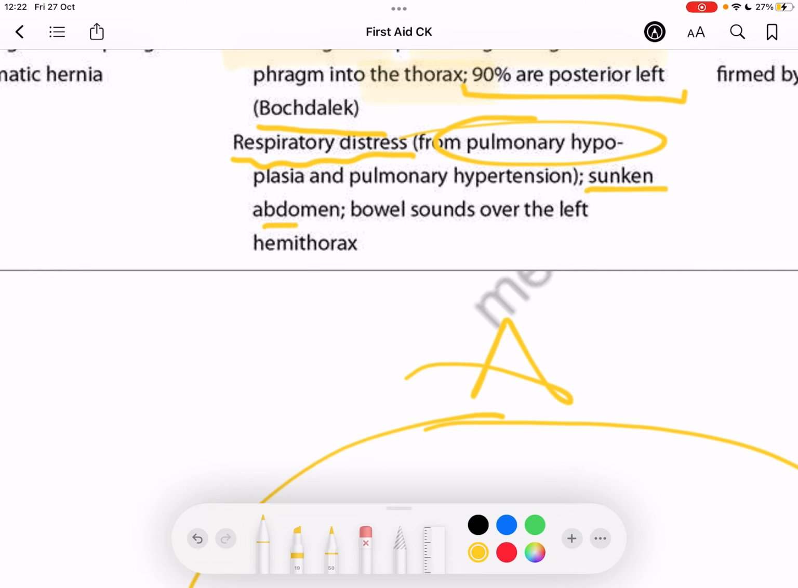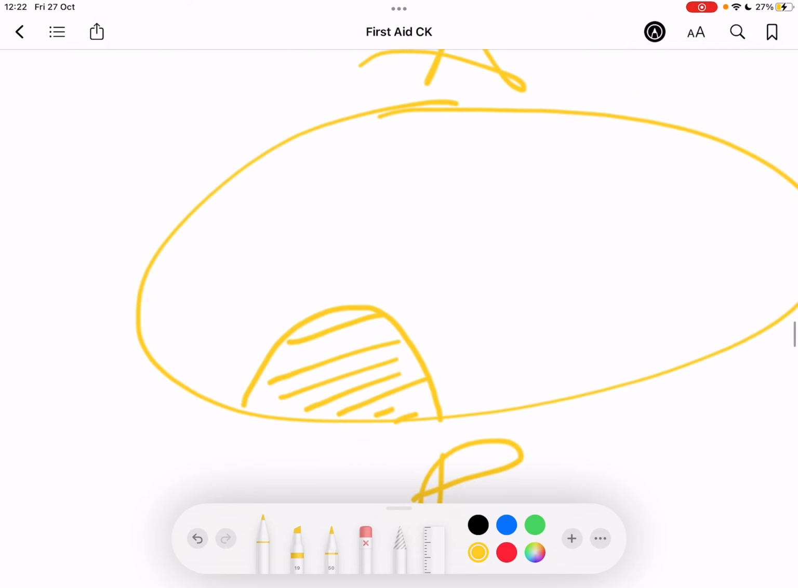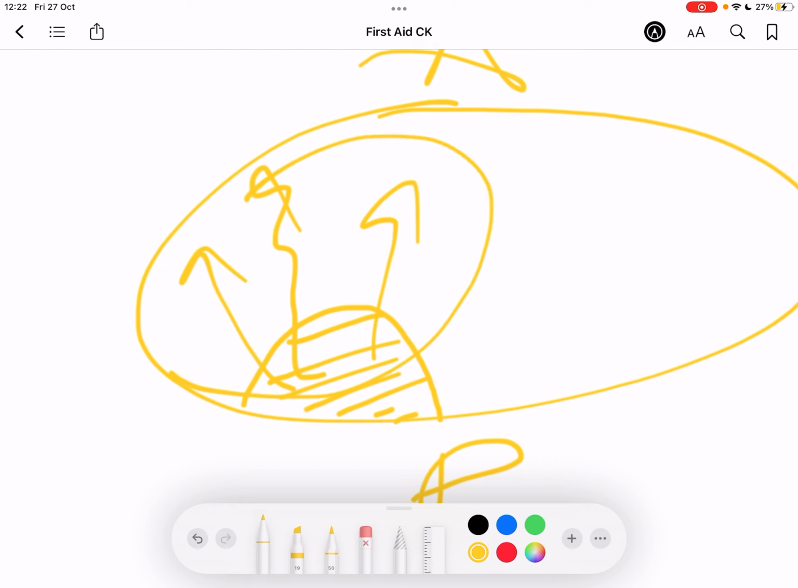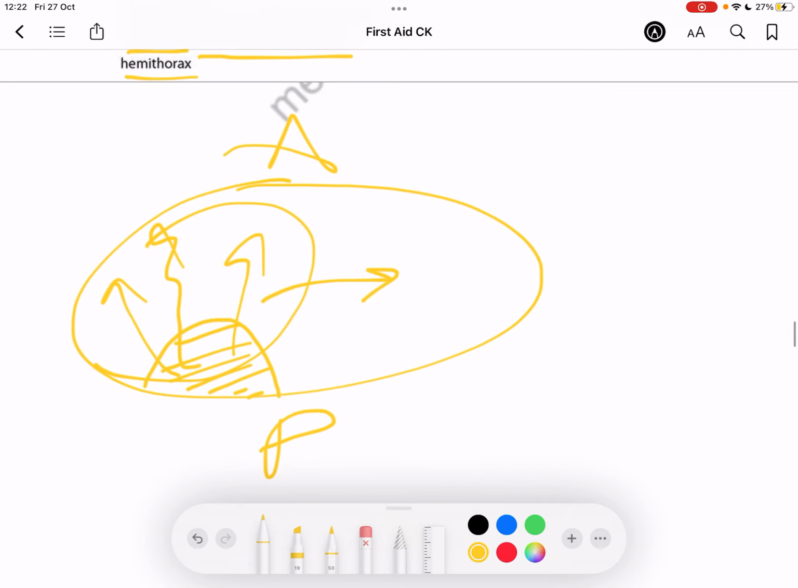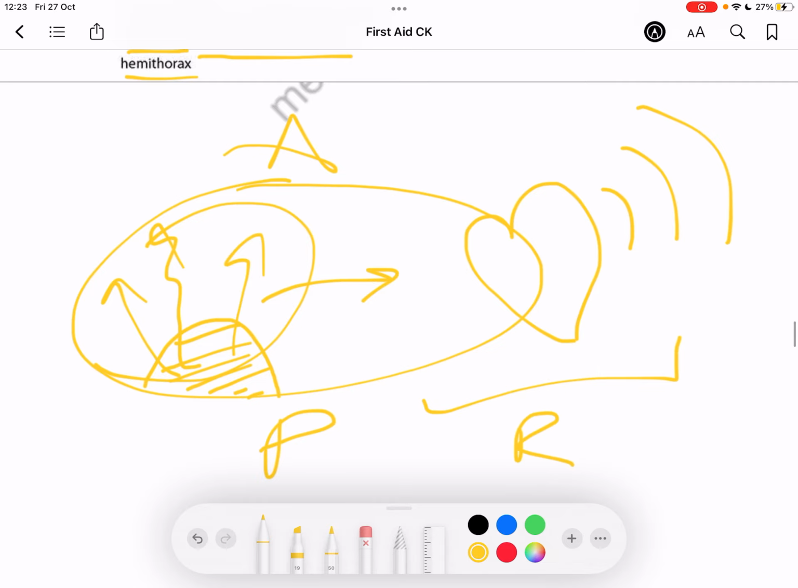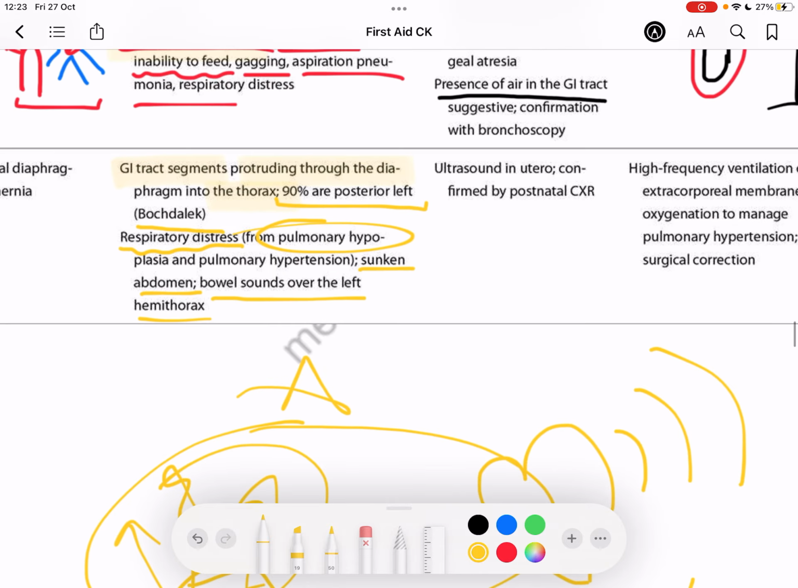We can get a sunken abdomen, okay? This is also called a scaphoid abdomen, and this is because a lot of the abdominal content will be in the thorax, so the abdomen looks sunken. You're also going to see bowel sounds on the left side of the hemithorax. As I've said already, if we have GI content coming out on the left side, we're going to hear bowel sounds when we auscultate the left side of the chest. Also, the herniation of these bowel contents can push the heart to the right side, so the heart's auscultative findings are usually going to be louder on the right. Okay, so keep that in mind.